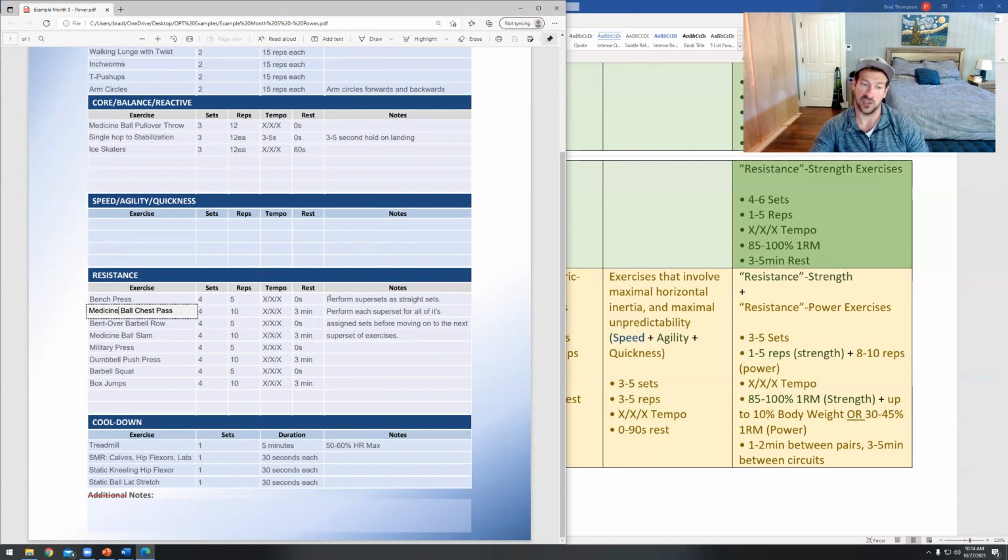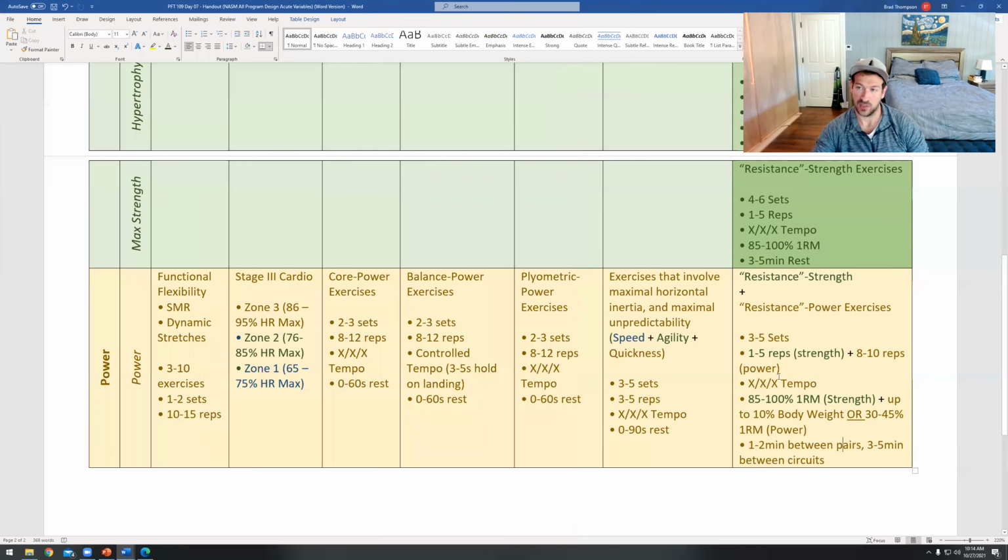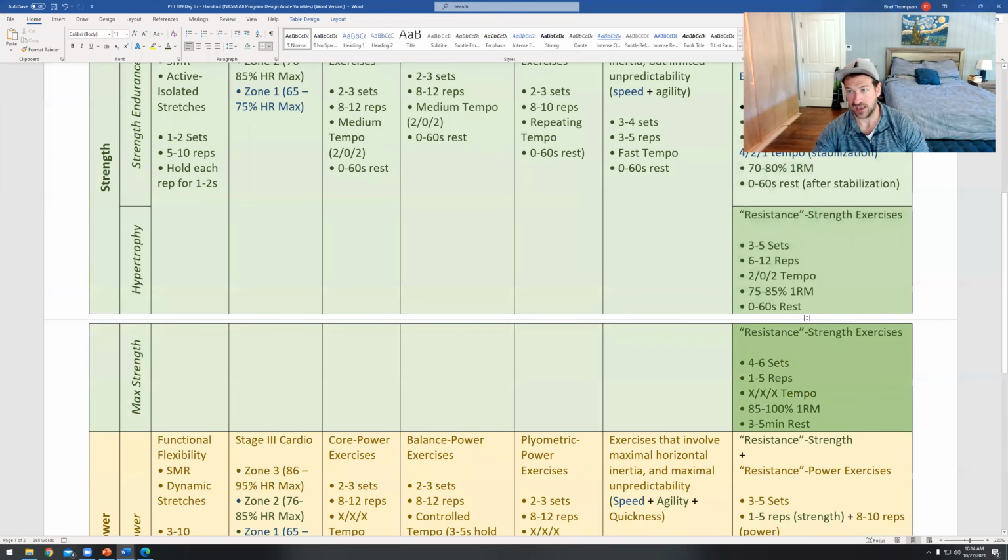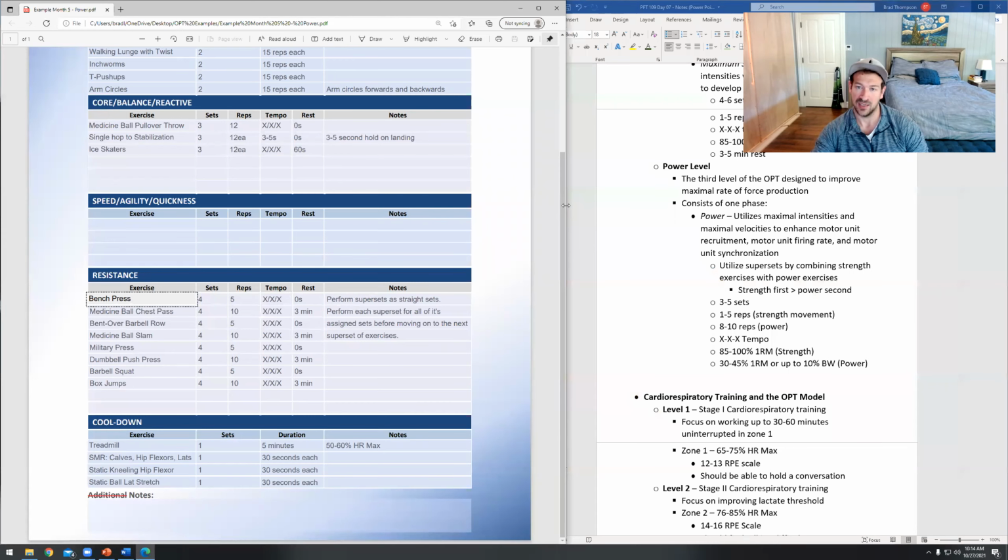So if you wanted to, you could also do bench press, rest 1 to 2 minutes, chest pass, rest 1 to 2 minutes, back to the bench press, 1 to 2. That's another version of this as well. So power is really quite complex because there are so many different types of athletes out there, and such a wide variety of stuff that you can do within it.